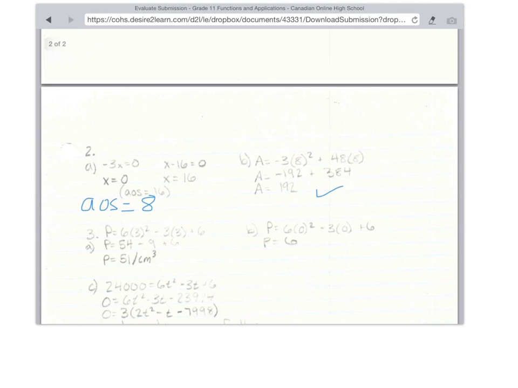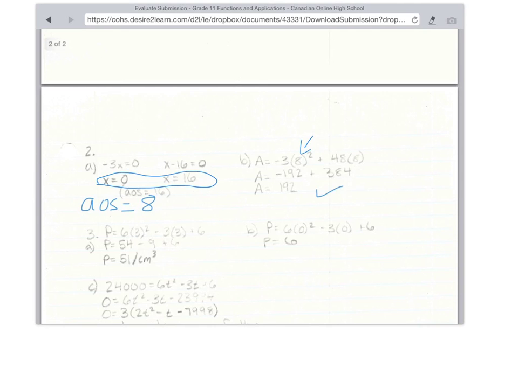Okay, over to page 2 here now, and you calculated the roots correctly here for question 2. Your axis of symmetry is the midpoint, don't forget. So if you add those together and divide by 2, the axis of symmetry should be 8. You're using 8 correctly though in the equation for part B. At what time does the ball reach its maximum height? So you figured that part out. That's great.